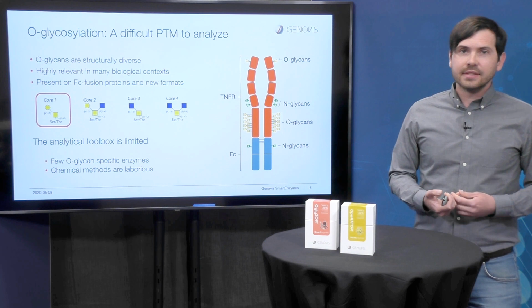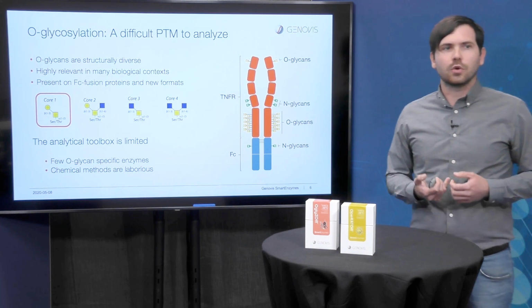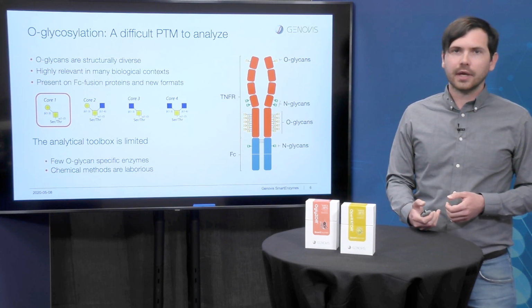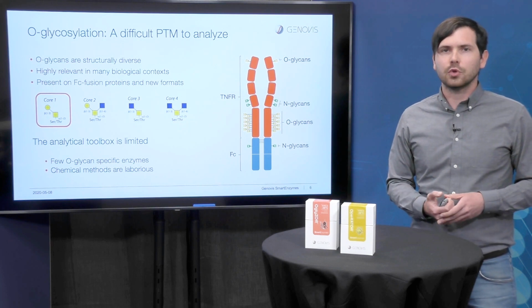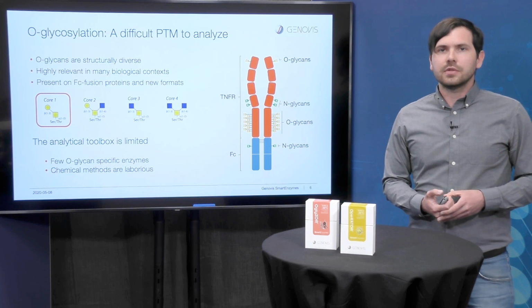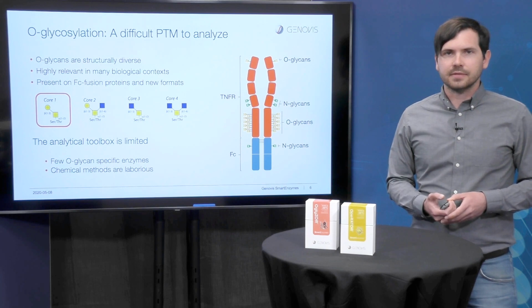Why are they difficult to analyze? Largely because the analytical toolbox is so limited. There are only few enzymes specific for O-glycans. There's no PNGase F-type enzyme to release all the O-glycans. And chemical methods to release them are often laborious and prone to artifacts.